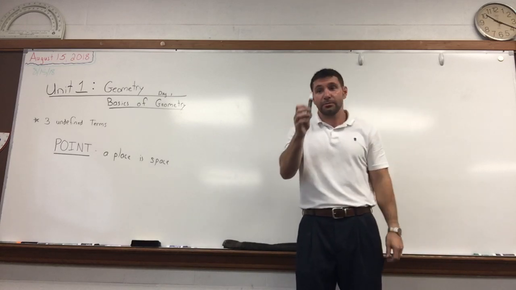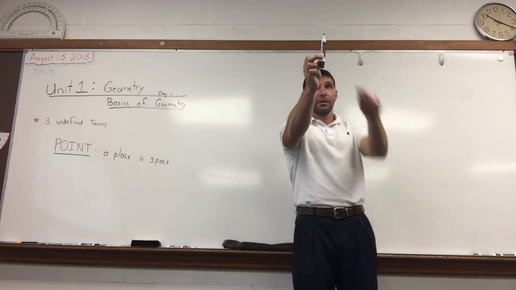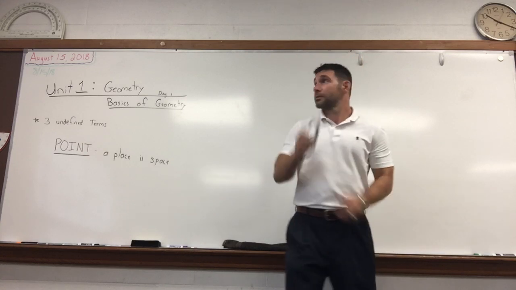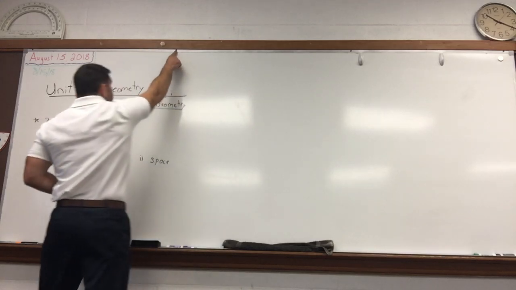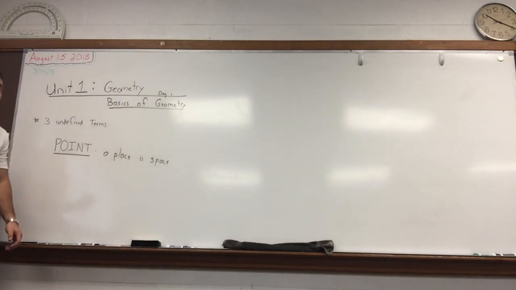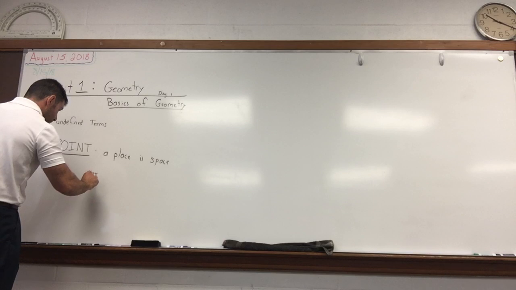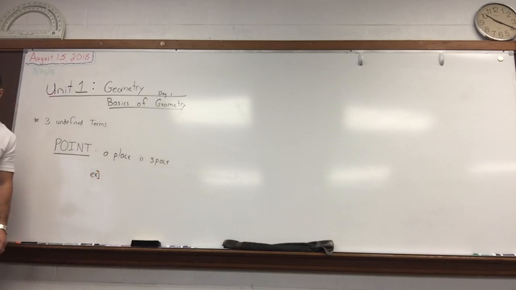It has no value. What I can say is, everybody see the tip of my marker? Yeah. That tip is a point. Everybody see this screw head right here? Yeah. That's a point. When we draw a point, so now I'm going to put an example. I'm not going to come back over here. I'm going to put it over here. Okay? Point is by itself.